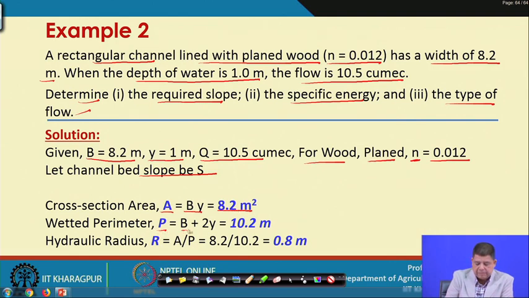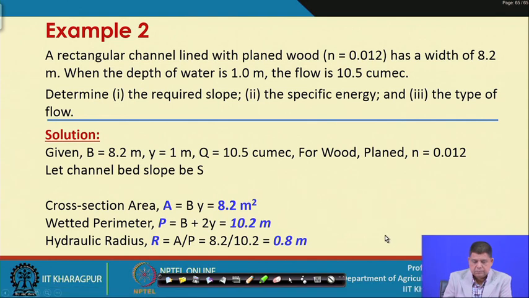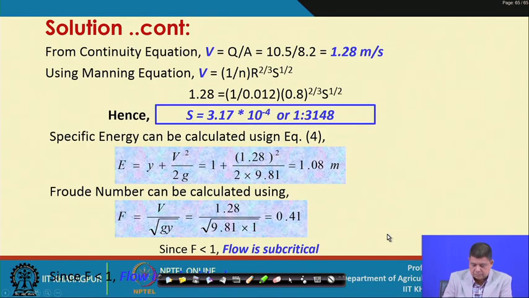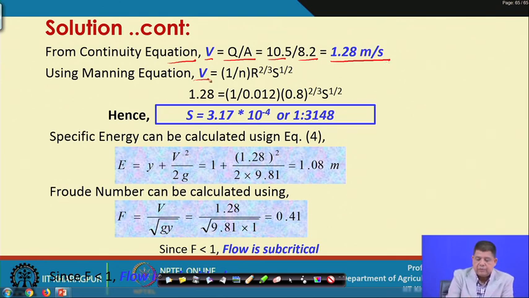Wetted perimeter is b plus 2 y, b is known, y is known. So, it is 10.2 meters. Hydraulic radius is the ratio of A by P. So, A by P is 8.2 by 10.2, which is 0.8 meters. So, from the continuity equation V equals Q by A. Q is known, A is known. So, V comes out to be 1.28 meters per second.